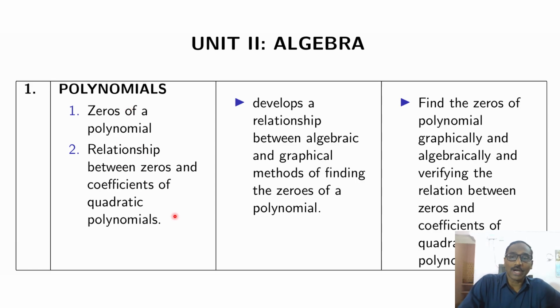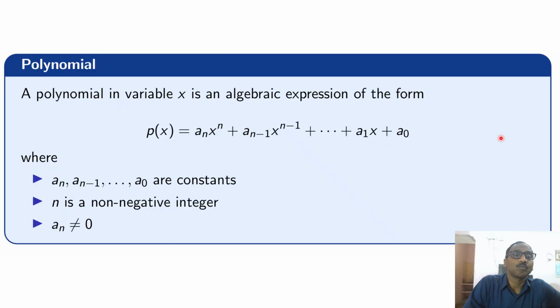We will go to the content now. Next slide. Polynomial. What is polynomial? A polynomial in variable x is an algebraic expression of the form p of x = an x power n plus an minus 1 x power n minus 1 plus and so on plus a1x plus a0.